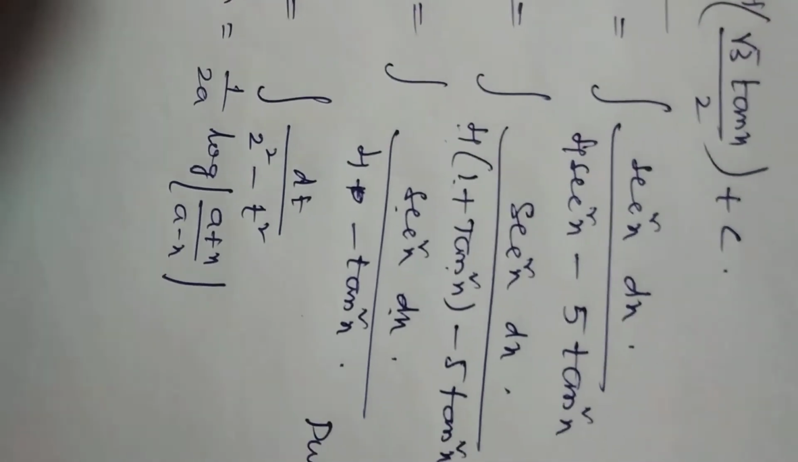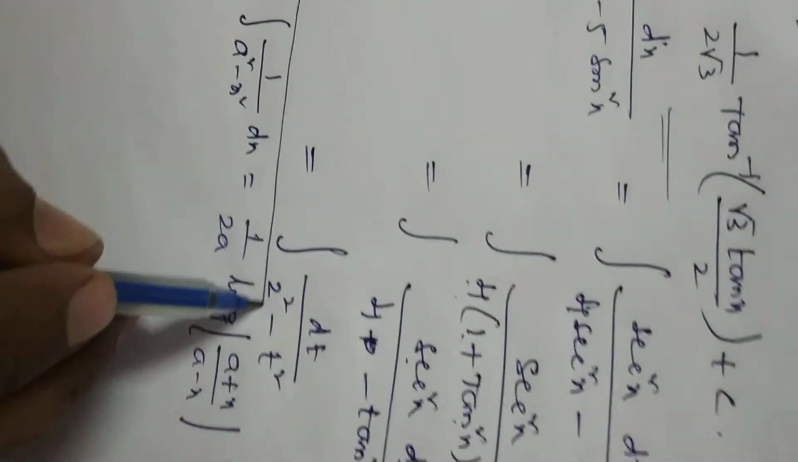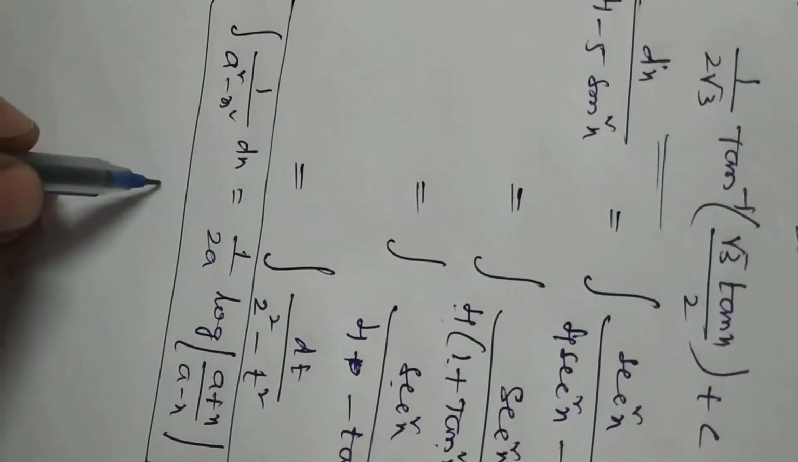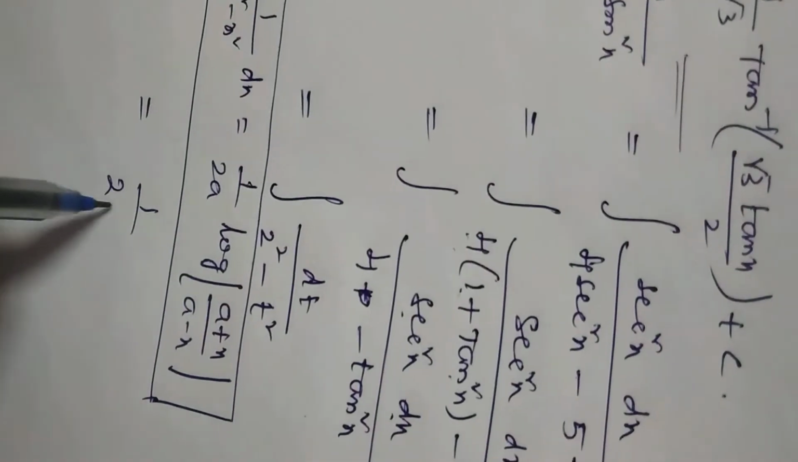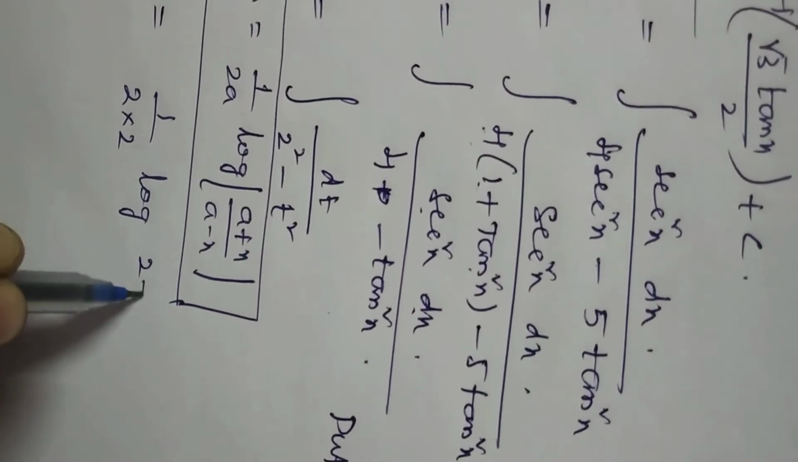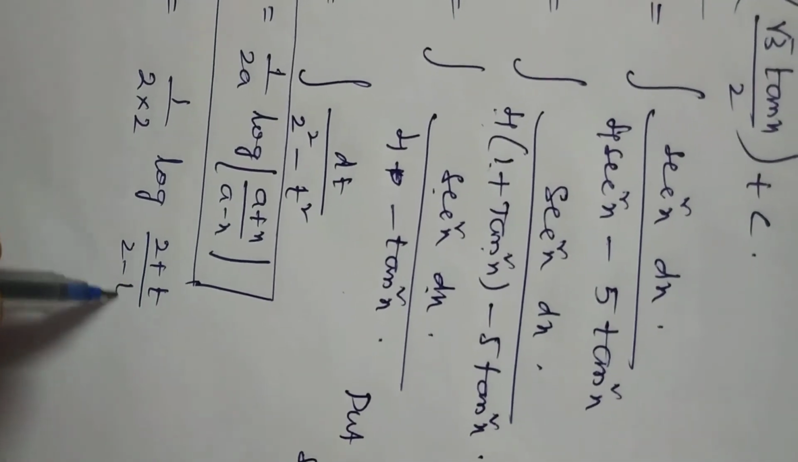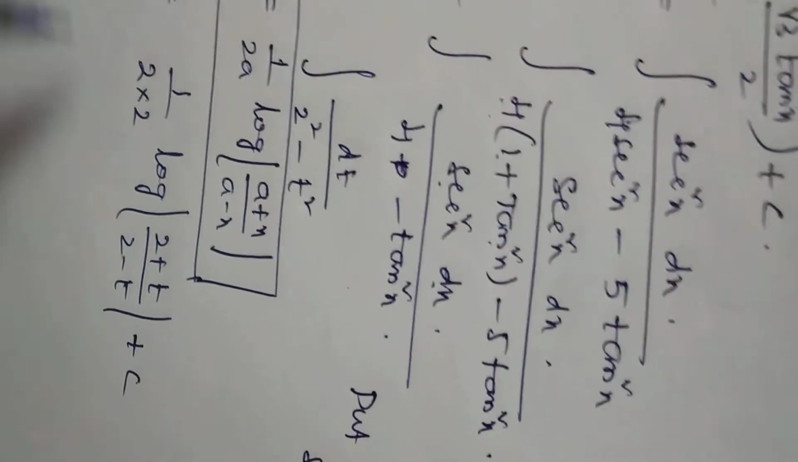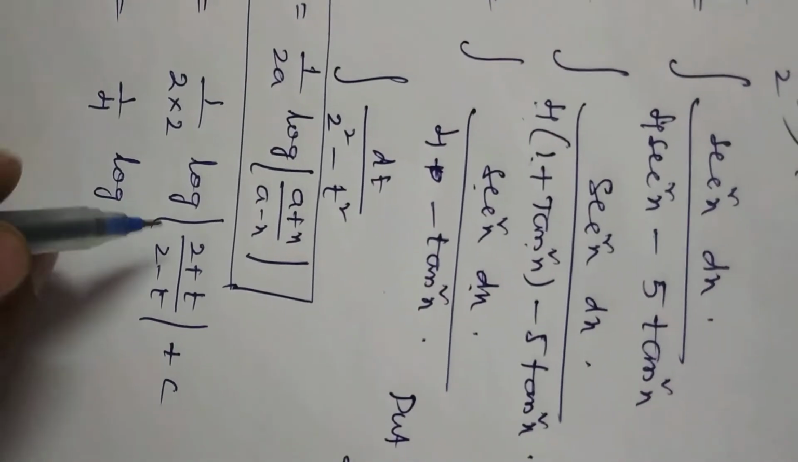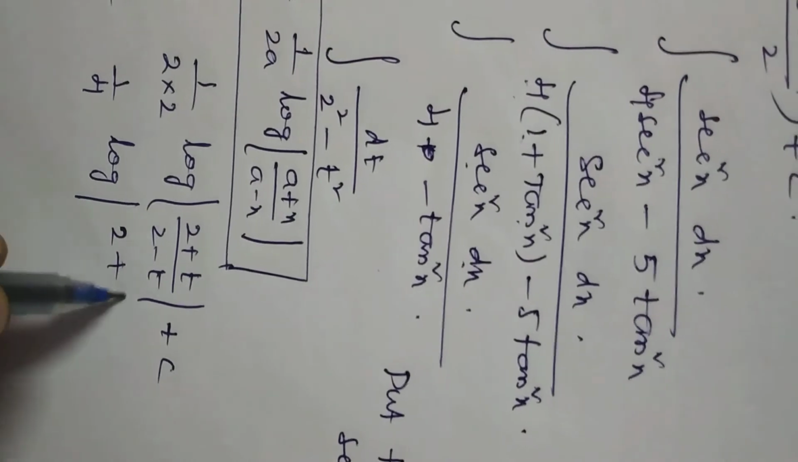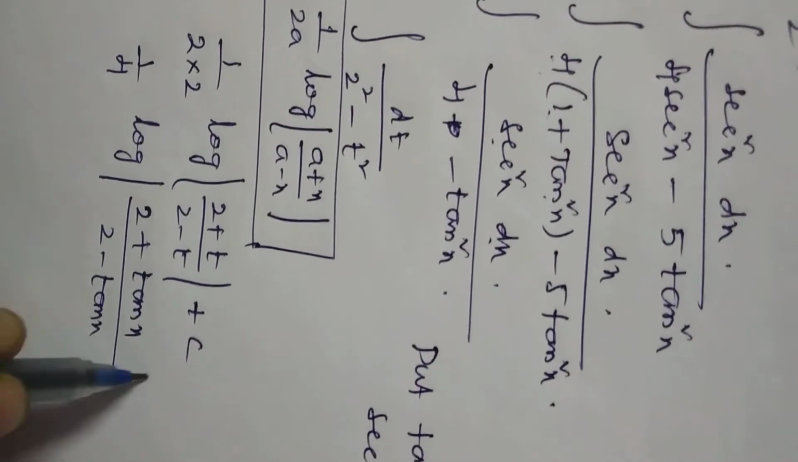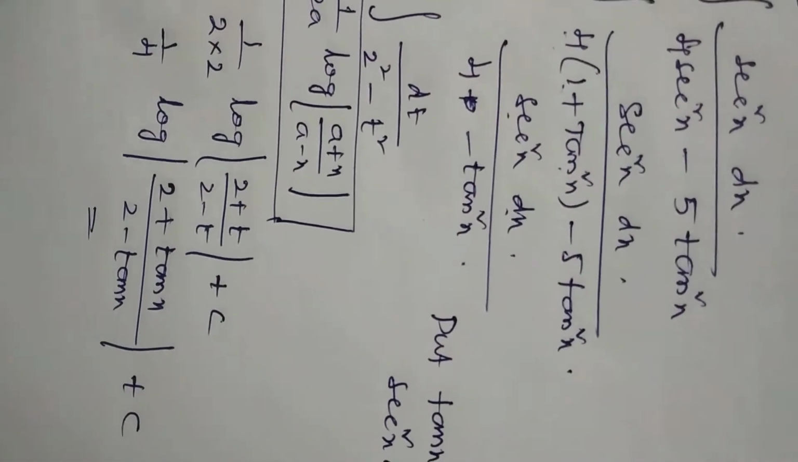Okay, so this formula you try to remember, don't forget this formula, very important. So using this, 1 by 2a, a is 2, into log of 2 plus t by 2 minus t plus c. So that is equal to 1 by 4 of log of 2 plus t, and we are taking t as tan x, so 2 plus tan x by 2 minus tan x plus c. So this is the final answer.